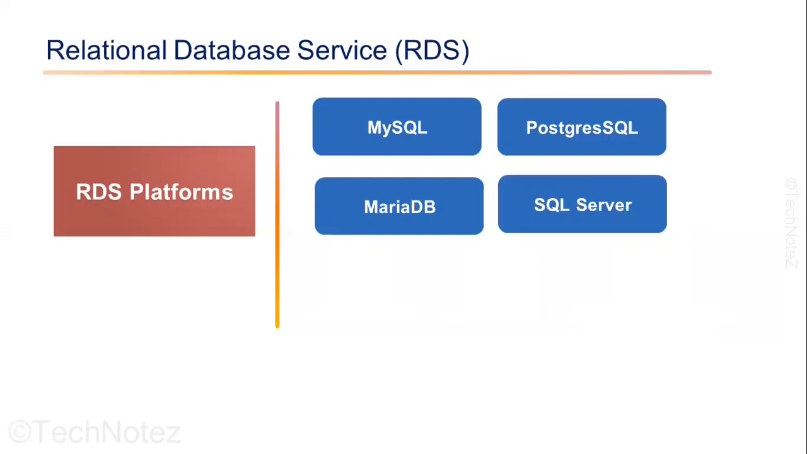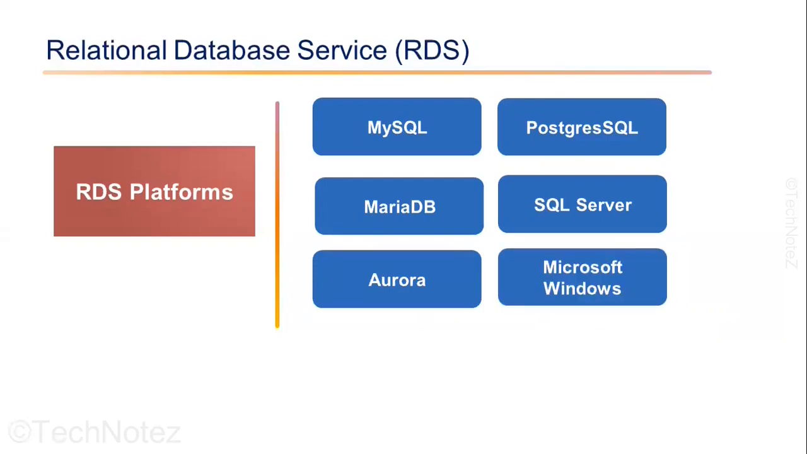SQL Server, a Microsoft Windows based operating system for running SQL Server databases. Aurora, AWS's own relational database engine that is fully compatible with both MySQL and PostgreSQL. Microsoft Windows, a Windows operating system for running Microsoft SQL Server databases. By choosing one of these platforms, users can easily run their preferred relational database on Amazon RDS and take advantage of the service's managed capabilities.